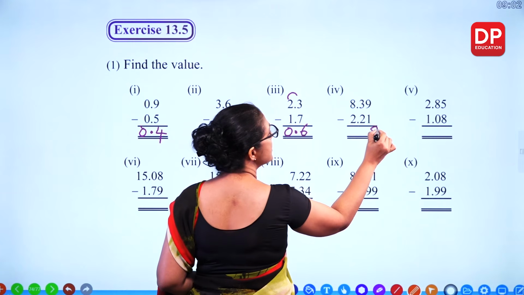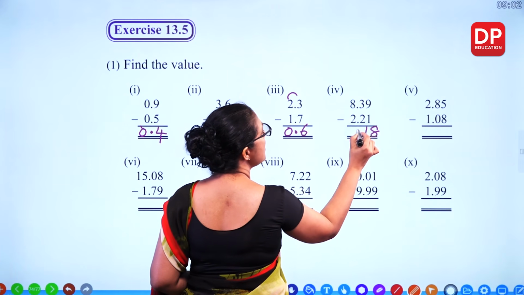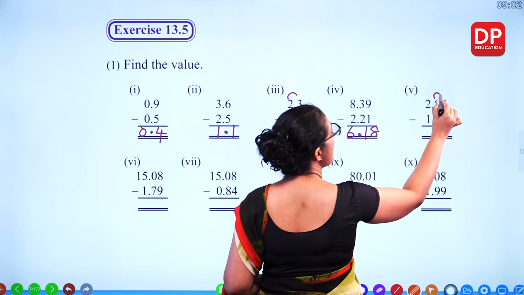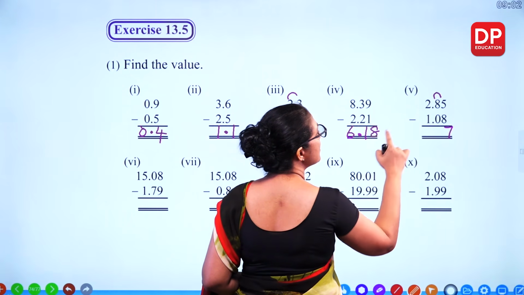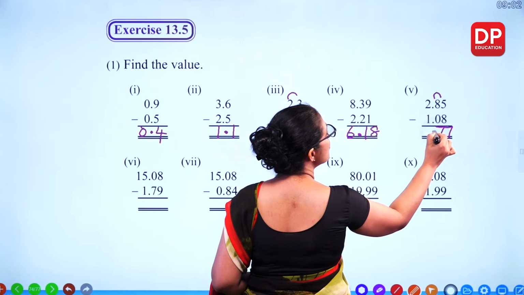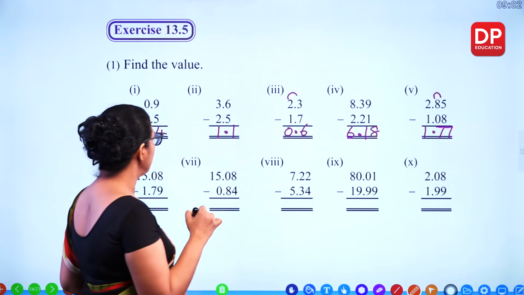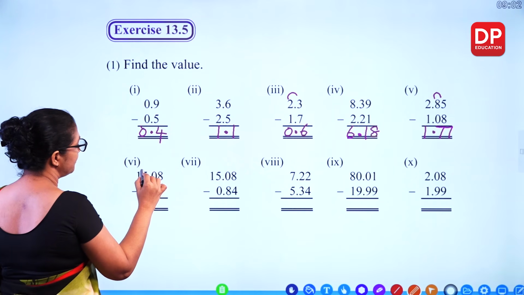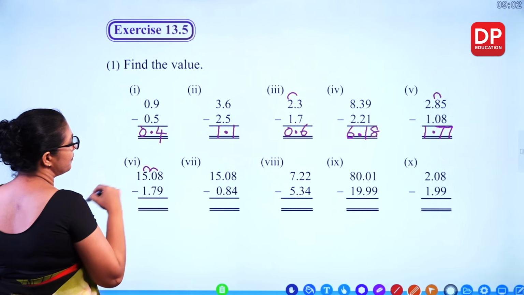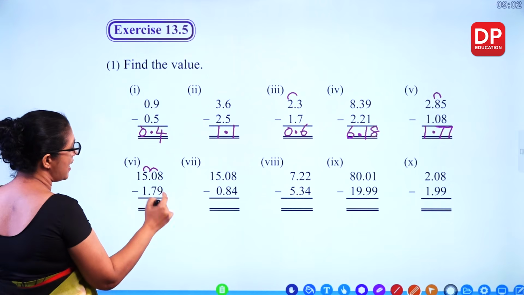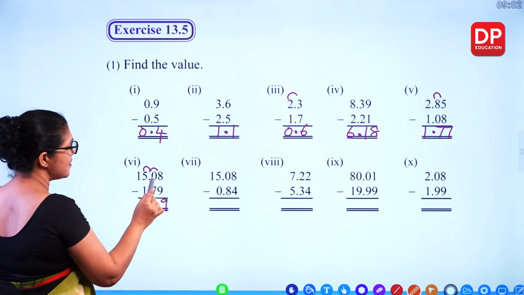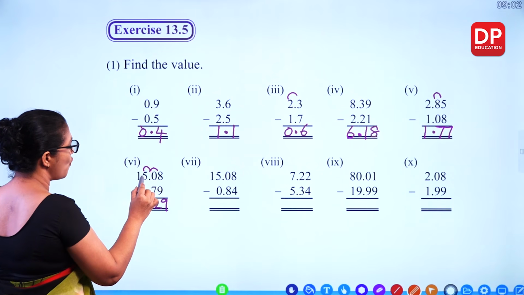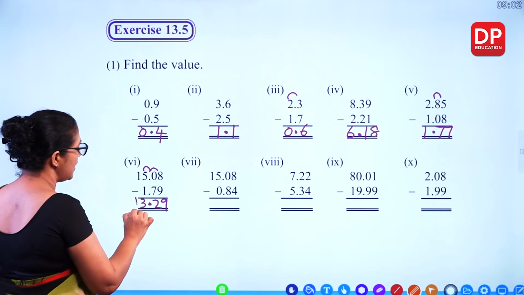9 minus 1, 8. 3 minus 2, 1. 8 minus 2, 6. This one you can't subtract. 15 minus 8, that's 7. This becomes 7. 2 minus 1, 1. What about this one? Take 1 from here. 18 minus 9, that becomes 9. So here this is 9 there. 9 minus 7, 2. And this becomes 4. 4 minus 1, 3 and 1.